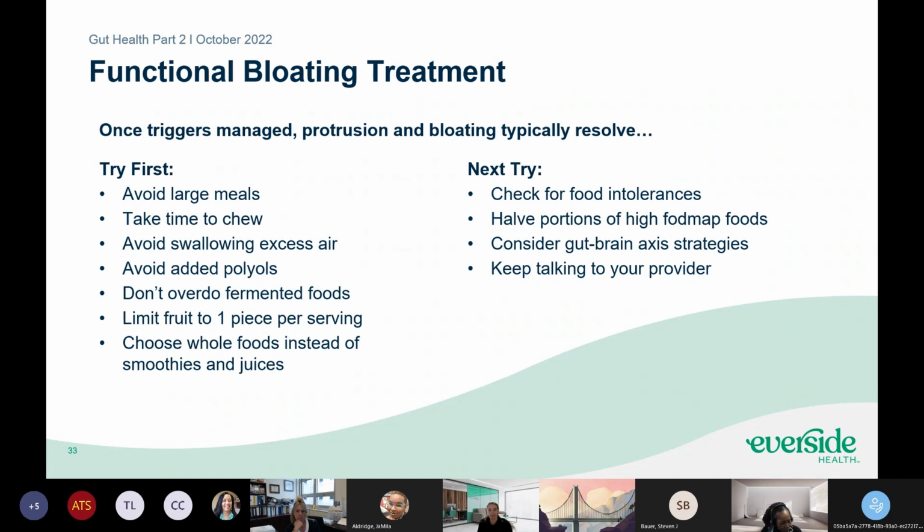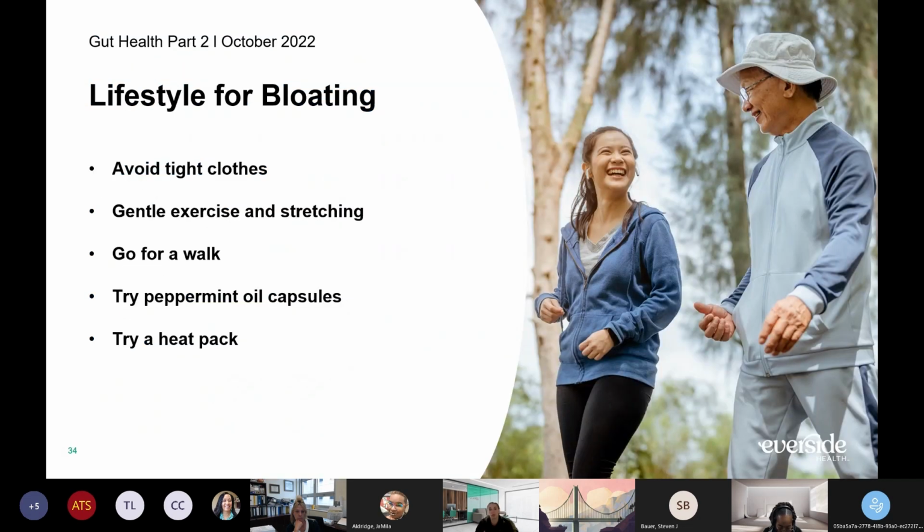And if you're having issues, keep talking to your provider about it. There could be some other things that you could do. Small intestinal bacteria overgrowth is one we're going to be talking about, but lifestyle things to help with bloating.